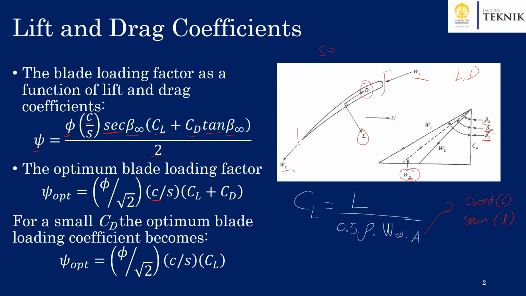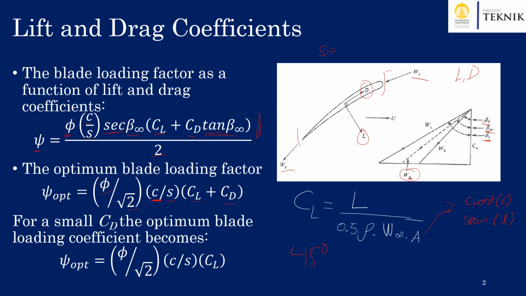And to get the maximum efficiency, the mean flow angle, or beta infinite, is normally in the range of 45 degrees. We can substitute the tangent of beta infinite with the tangent of 45 degrees into these equations, and we get the optimum blade loading factor as phi divided by the square root of 2, multiplied with the ratio between C and S, multiplied with the lift coefficient plus the drag coefficient.